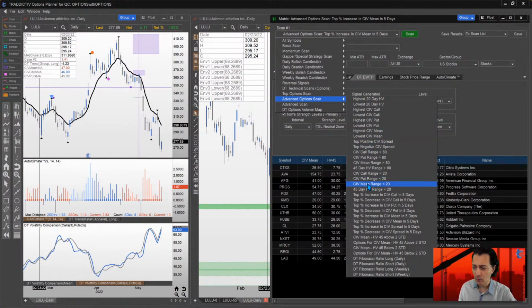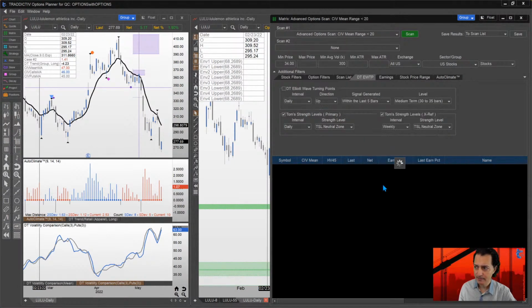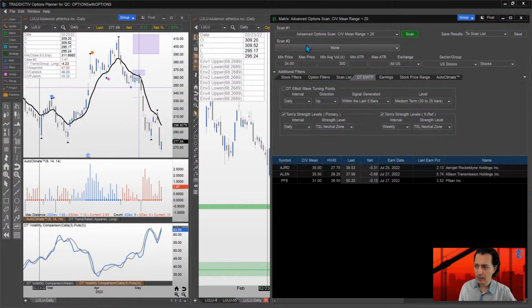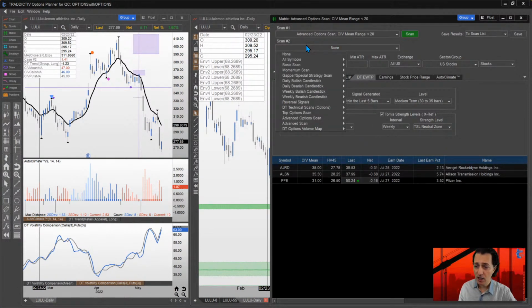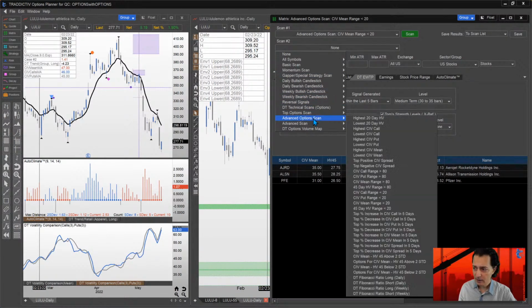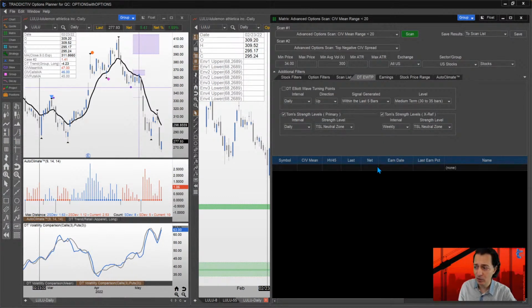So the first thing I want to do is look for options that are cheap. I'm going to start with technique number 1, CIV mean less than 20. And also, I would like to find stocks that have a negative CIV spread. So if I go back to here, I'm going to be looking for top negative CIV spread, meaning that the implied volatility of the puts is above the implied volatility of the calls, which is a bearish sentiment.